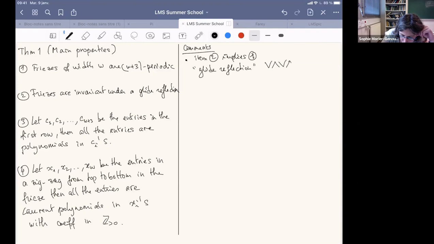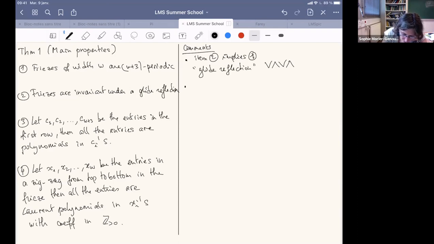Okay, so this tells you that the structure of a frieze looks like this. It's a repetition of a piece after a flip and a translation. So this implies the periodicity. So what we need to prove is item two, the glide symmetry.